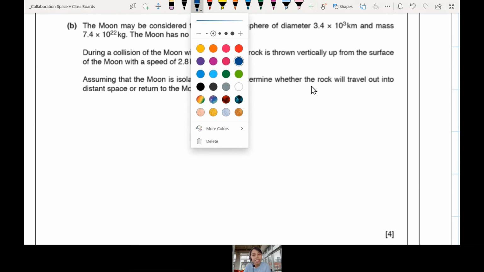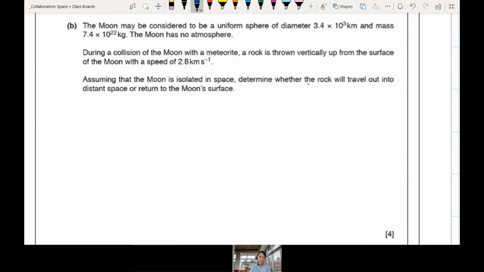All right, see the last part? This one you have to do some calculation already, no more writing. So now you have a moon. That's our big mass, a uniform sphere of diameter 3.4, and a very big mass. The moon has no atmosphere, so no atmosphere means we don't care about air resistance or friction. Energy lost due to friction, we don't worry about that, which is kind of nice.